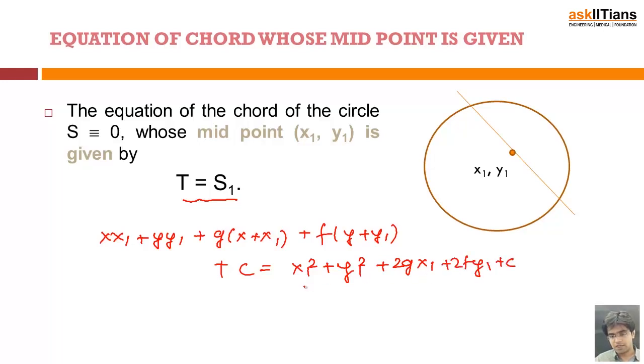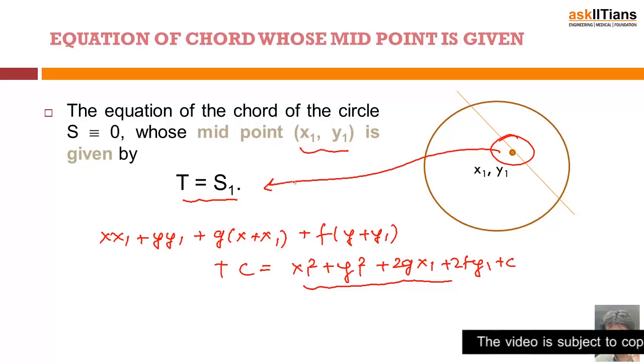You can clearly see that on this side, when you put the values, you'll get a numerical value. So T is equal to S1 is actually the equation of chord whose midpoint is given. Remember, chord whose midpoint is given and nothing else. If you know the midpoint, then you can use this equation T is equal to S1, else you cannot.